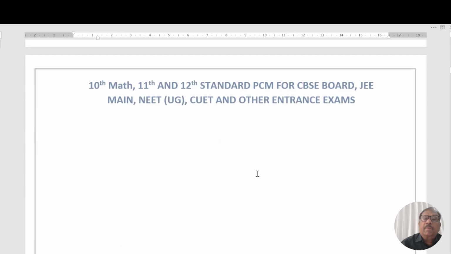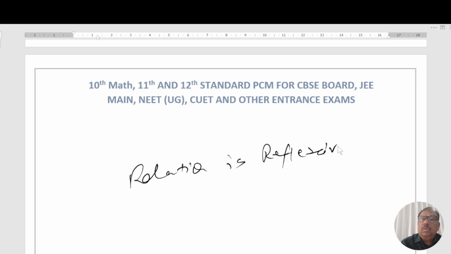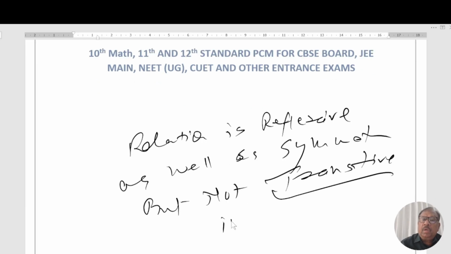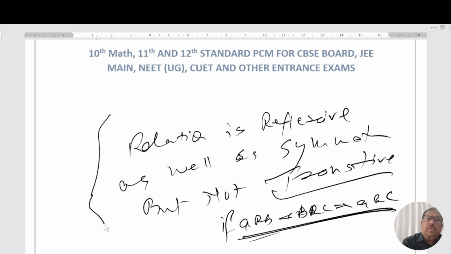The relation is reflexive as well as symmetric, but not transitive. Not transitive. What is transitive? If a R b and b R c, then a R c. That is transitive, right?